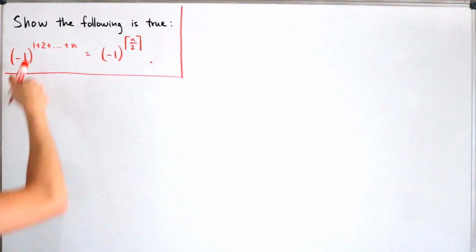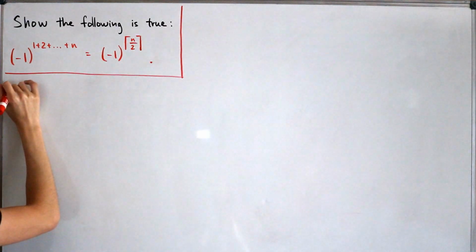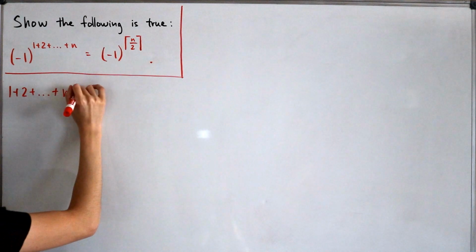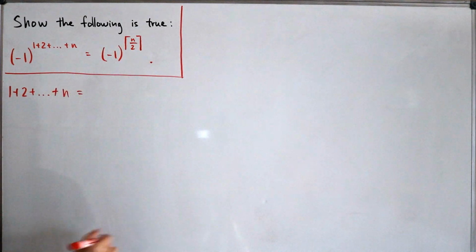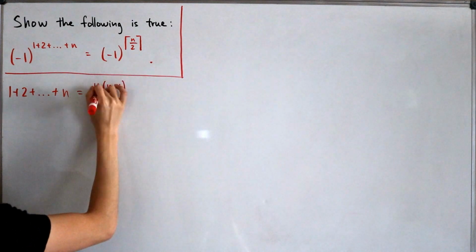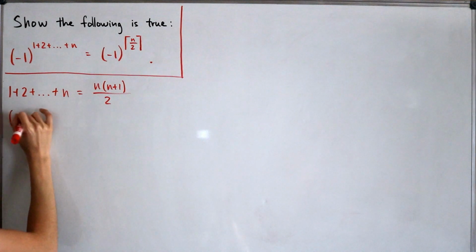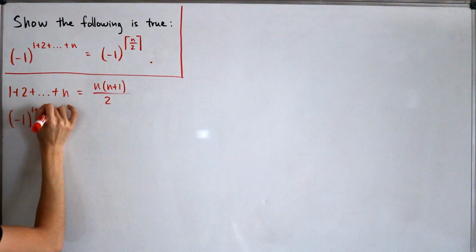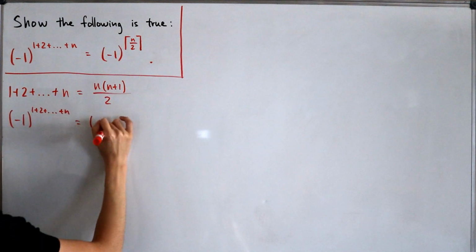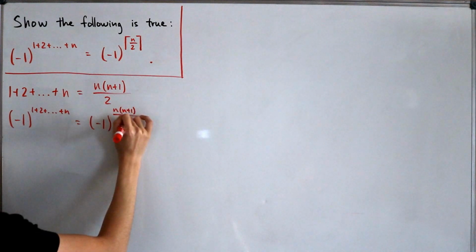If you take a look closely at the left side, the exponent 1 plus 2 plus all the way up to n is the sum of the first n natural numbers, and it gives us a nice closed form that equals n times n plus 1 divided by 2. So we can make this substitution and replace the exponent with the closed form: we have -1 to the power n times n plus 1, divided by 2.